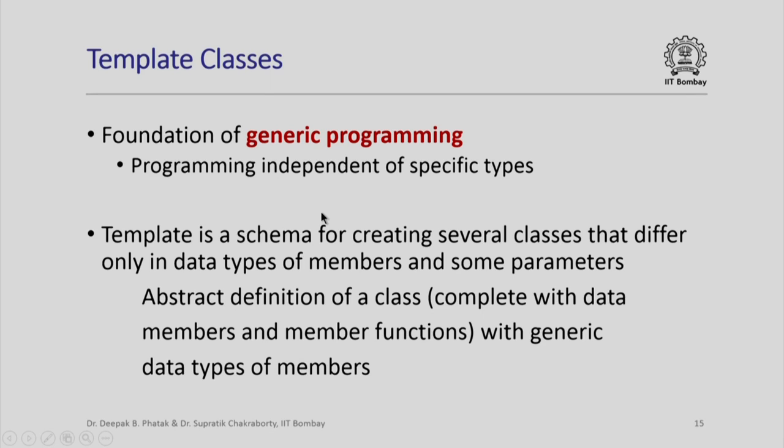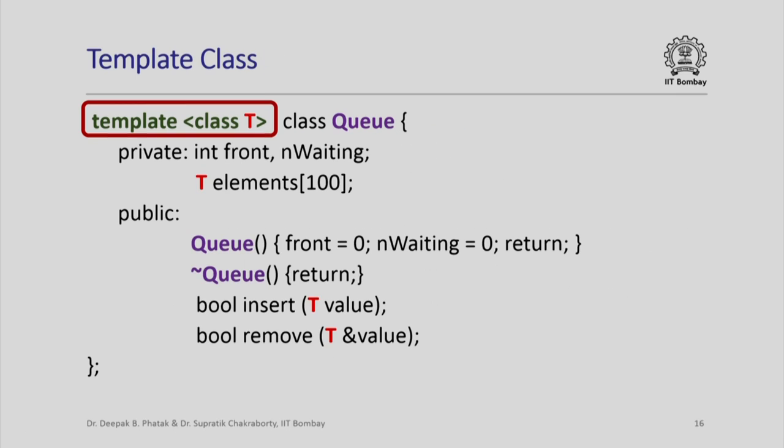Template is basically a schema for creating several classes that differ only in the data types of their members and in the values of some parameters. So basically templates allow us to give an abstract definition of a class. The definition of the class is complete with data members and member functions. However, the types of several data members and member functions are going to be generic data types rather than specific data types. So here is how a template class for the Q that we wanted to define might look like.